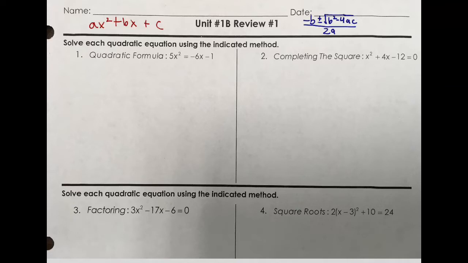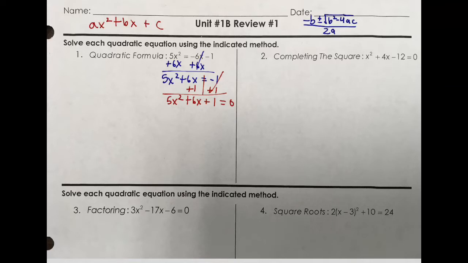All right, so the first one is saying to solve using the quadratic formula. Before you can do that, you have to get it into standard form. And let's start by doing that. So we have to add 6x, since we have a negative 6x over there. Add 6x. That cancels, leaving us with 5x squared plus 6x is equal to negative 1. Last step is to add 1 on that side. Whatever you do on one side has to be done on the other. Cancels. 5x squared plus 6x plus 1 is equal to 0.